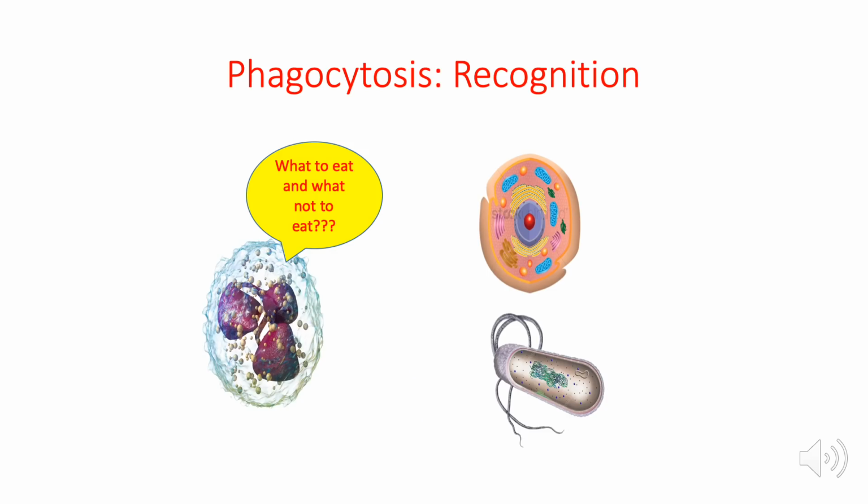The last topic is all about the pathogen-associated molecular patterns, and these are very important in helping our phagocytes recognize what to eat and what not to eat.